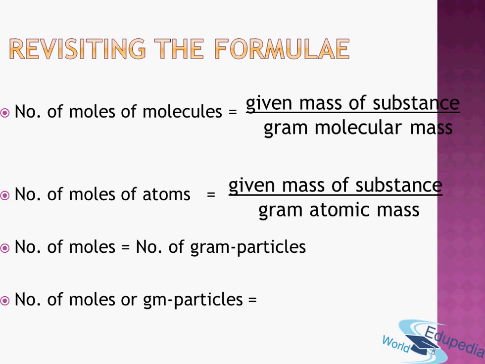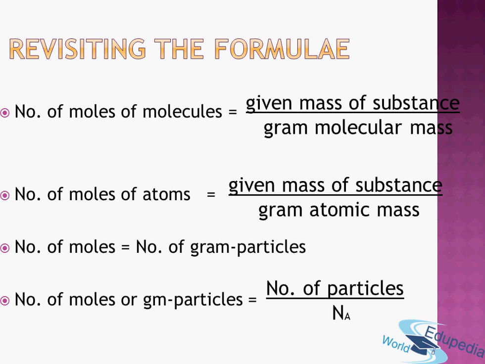And another formula, number of moles or number of gram particles can also be calculated as number of particles divided by Avogadro's number. In the sessions before this we always used unitary method to calculate such questions. For example, I told you that one molecule of CO2, carbon dioxide, has 2 atoms of oxygen. So we calculated 1 mole will have 2 moles of oxygen atoms, and similarly 1 dozen will have 24 atoms of oxygen. So we used unitary method.